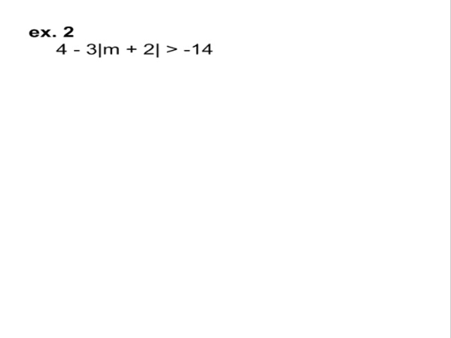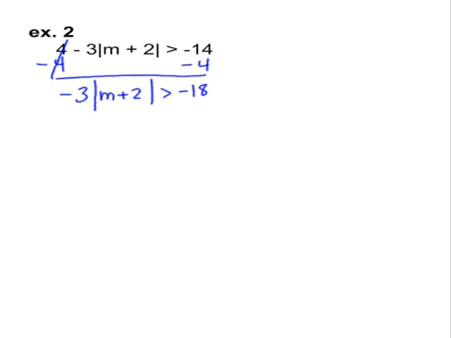So first thing we're going to move, we have a 4, we have a negative 3 over here with our absolute value. We're moving this 4 first because it is not attached to the absolute value. We're going to move that 4 by subtracting it. Alright, we get negative 3 times the absolute value of m plus 2 is greater than negative 18.